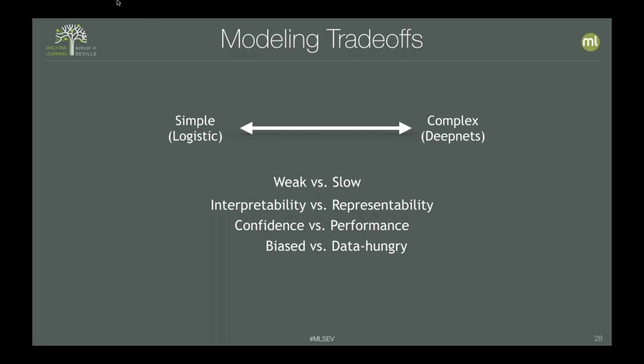But just to reiterate again some of the trade-offs you can experience here: weak versus slow. Simple models are weaker, but they're really fast. Slow models are stronger, but they tend to go slower. Interpretability versus representability. The more complex the function you can represent, the more of a black box it becomes, and the harder it becomes for a human to understand the predictions.